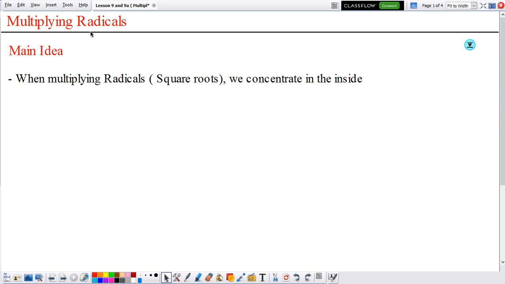Today, we will take a closer look at how we multiply radicals, where radicals is just another fancy way to say square roots. The main idea is that whenever we're multiplying radicals or square roots, we are going to pay a lot of attention to what's going inside the square roots. So when we're multiplying square roots, we're going to concentrate on the inside of the square roots. You will see how this idea is developed along the problems that we're going to be doing today. But just keep this idea in mind. When we're multiplying radicals, we concentrate on the inside of the square root.